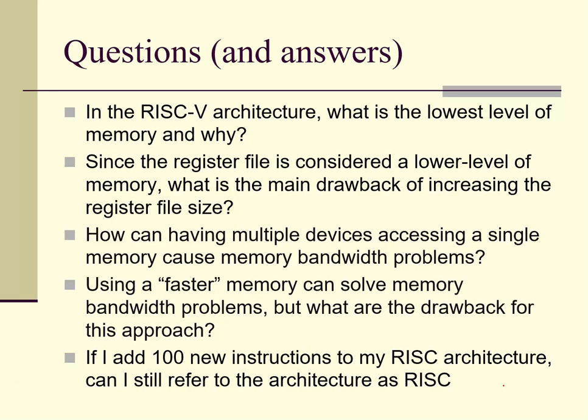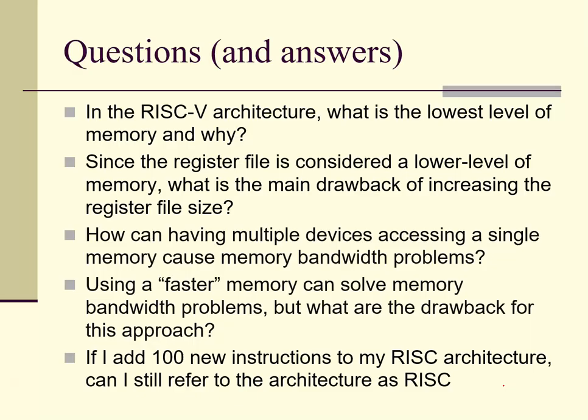Using a faster memory can solve bandwidth problems. What are the drawbacks? Faster memory is more expensive and it takes more power. If you're working with an embedded system, it's typically run off a battery, so having faster memory is going to cost you.